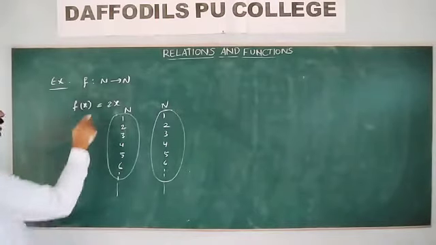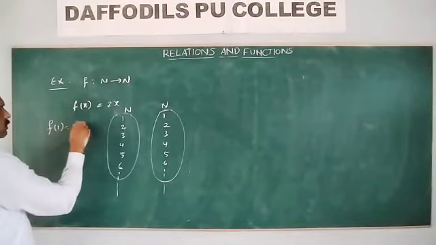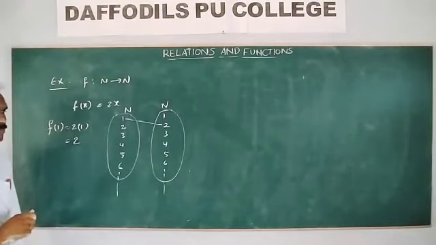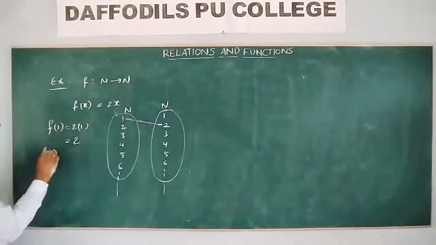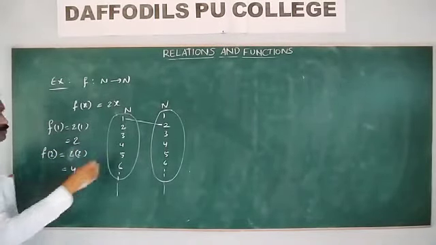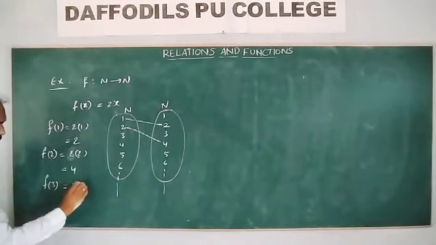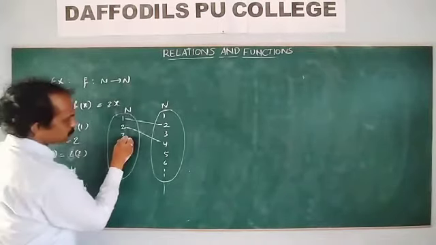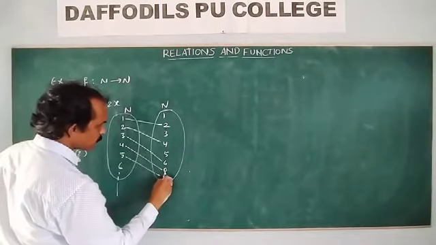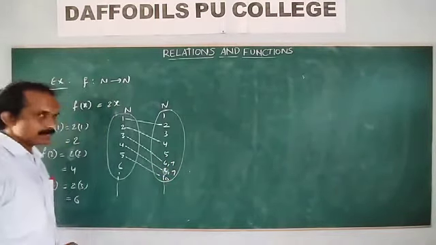Right. Here the function is f of x is equal to 2x. Suppose you take x is equal to 1, what is the answer? 2 into 1, 2. If you take x is equal to 2, what is the function? 2 into 2, 4. 3, 6. 4, 8, 5, 10. Like that.